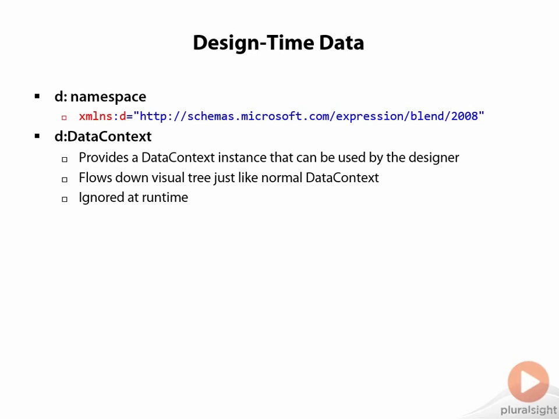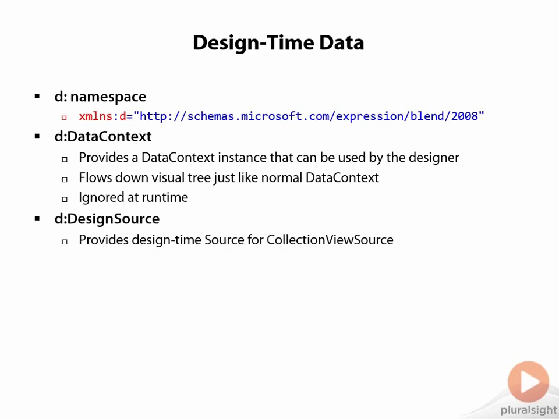But in the design time environment, whatever object you point this to is going to be available in the designer and can be used to render out things in bindings. And it's going to flow down the visual tree just like a normal data context does. Another property like this you can use on a CollectionViewSource is the d:DesignSource property. So this is the equivalent of the Source property on a CollectionViewSource, which you normally point to whatever the collection is that it is wrapping. d:DesignSource just provides a design time collection to use.